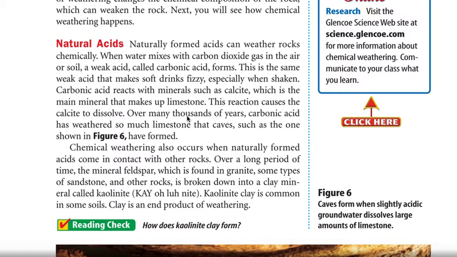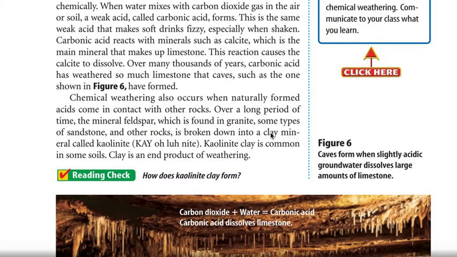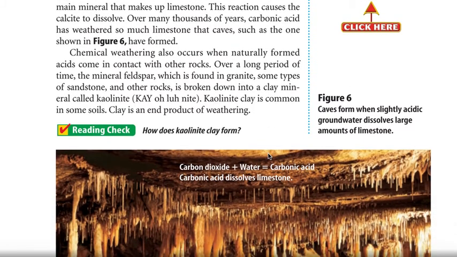Over many thousands of years, carbonic acid has weathered so much limestone that caves, such as the one shown in Figure 6, have formed. Chemical weathering also occurs when naturally formed acid comes in contact with other rocks. Over long periods of time, the mineral feldspar, which is found in granite, some types of sandstone, and other rocks, is broken down into a clay mineral called kaolinite. Kaolinite clay is common in some soils.